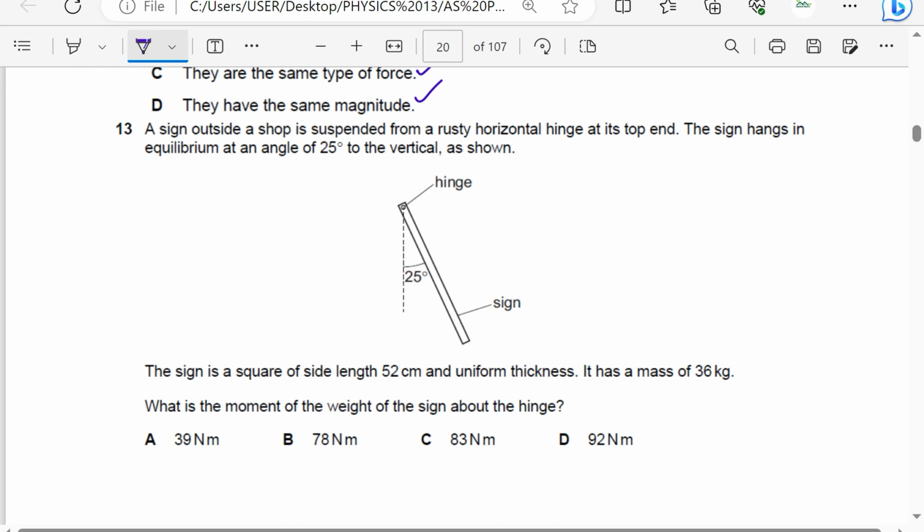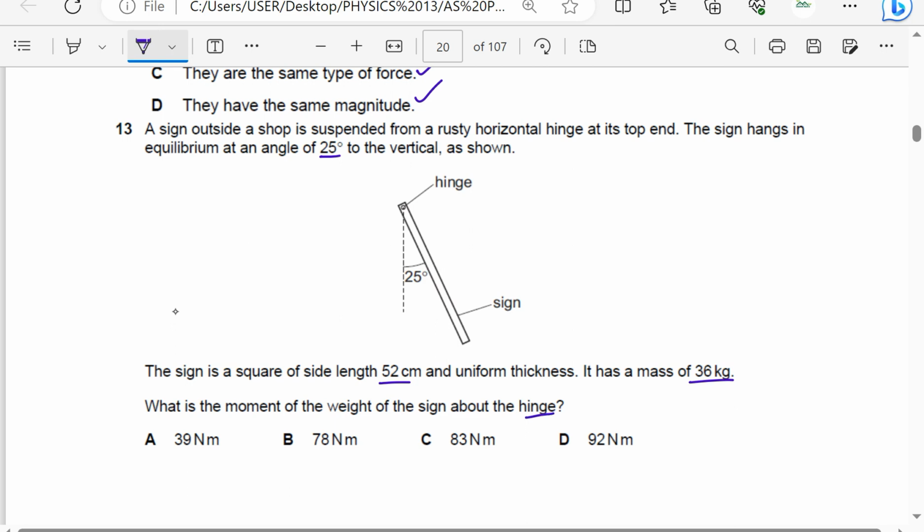A sign outside a shop is suspended from a rusty horizontal hinge at its top end. The sign hangs in equilibrium at an angle of 25 degrees to the vertical as shown. The sign is a square of side length 52 centimeters and uniform thickness. It has a mass of 36 kilograms. What is the moment of the weight of the sign about the hinge?